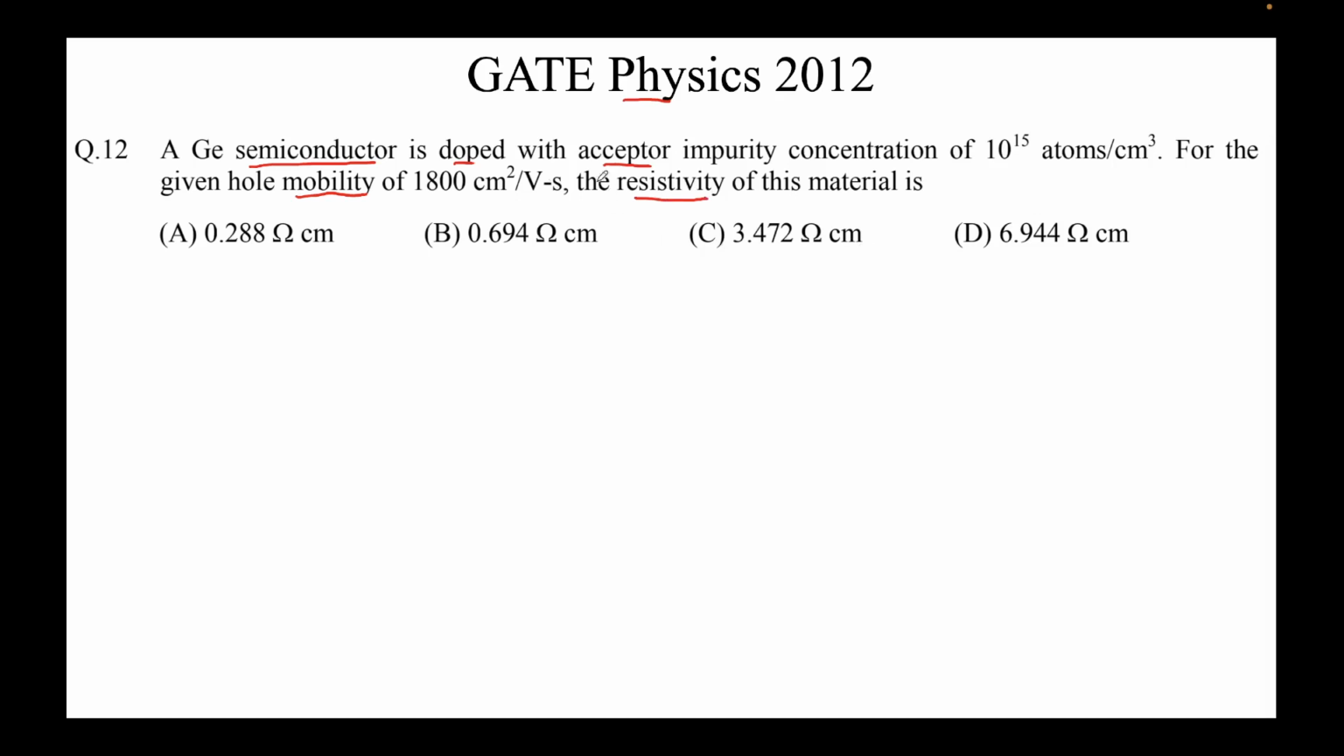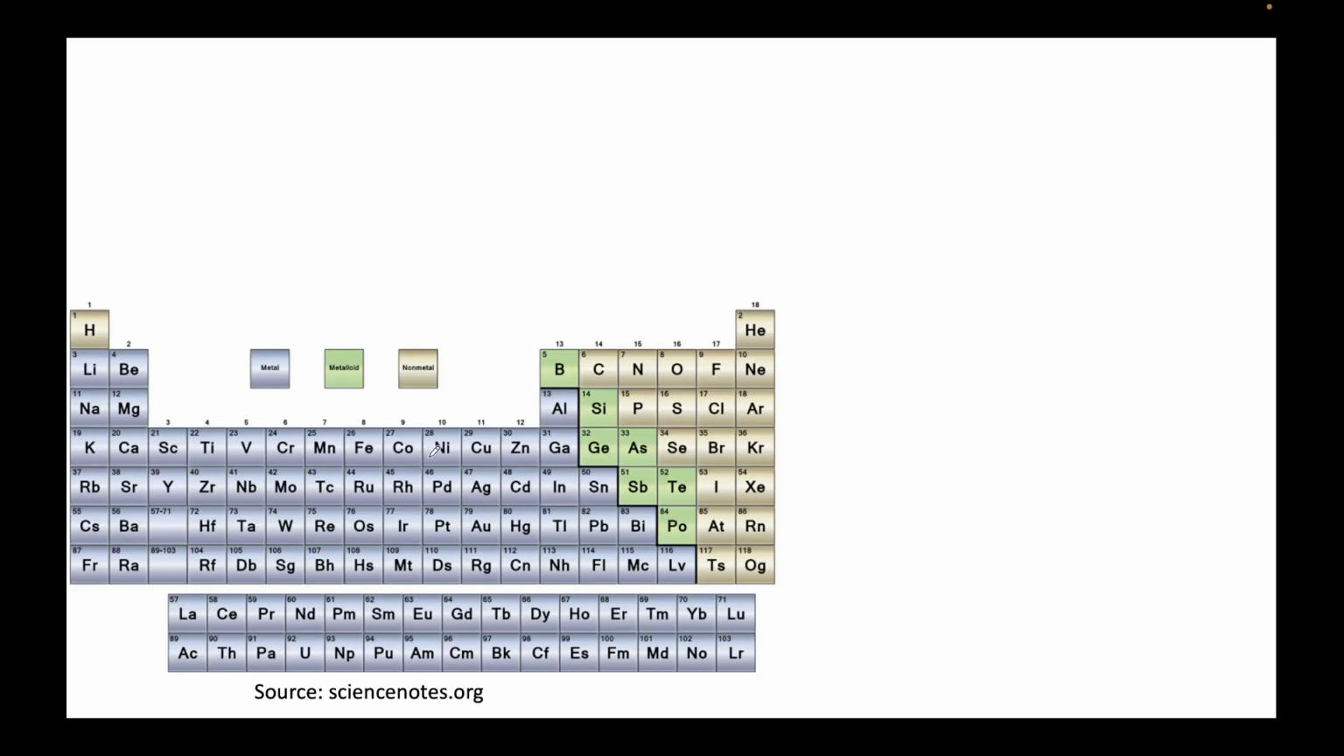Right, so first we will investigate what a semiconductor is. In a periodic table, in gray you can see the metals, in yellow you can see the non-metals, and in green something called metalloid. However, if you focus just on these two elements, silicon and germanium, these are known as semiconductors.